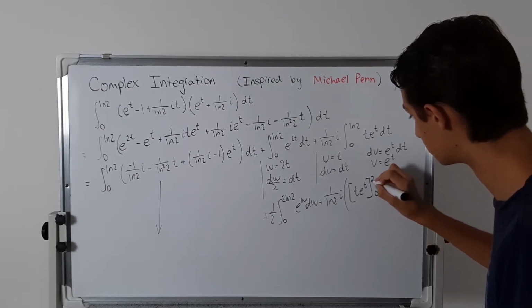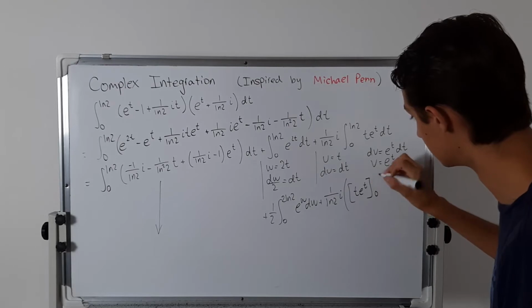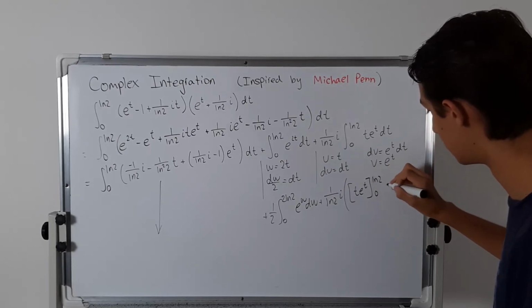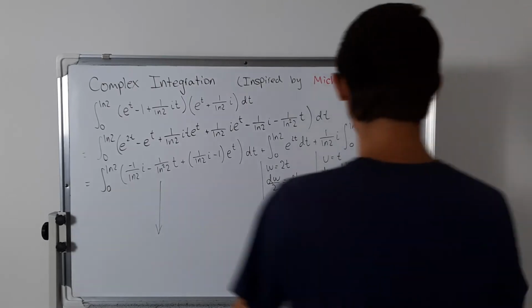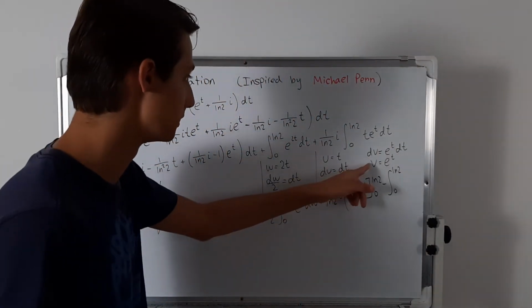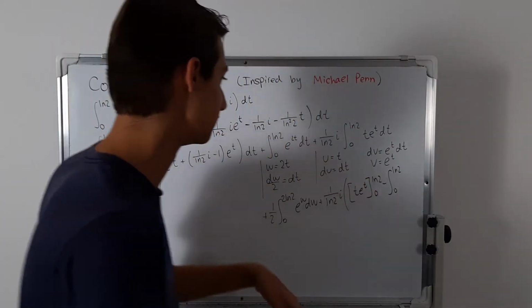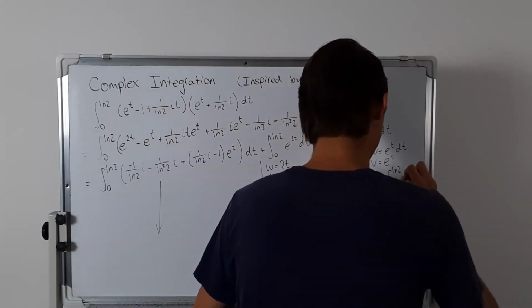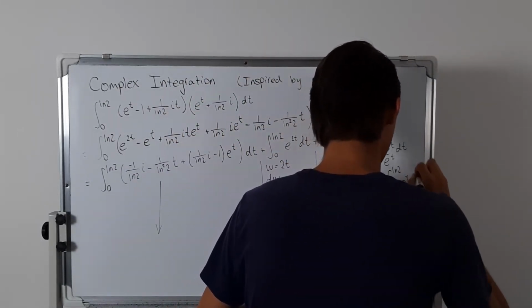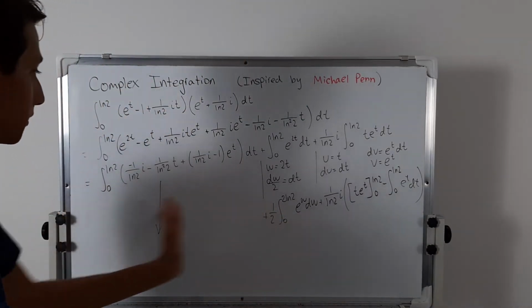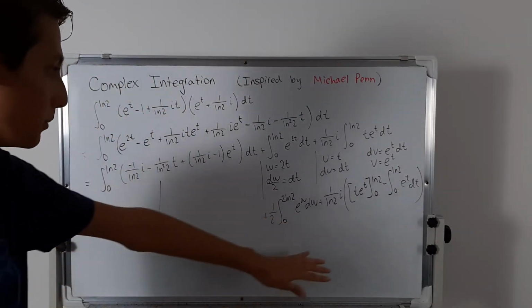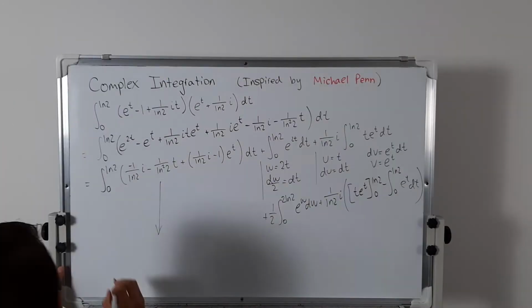Evaluate that from 0 to ln2. And then minus the integral from 0 to ln2 of, so uv minus integral of v du. So that's just going to be e to the t dt. So that's it. E to the t dt, and that's it. So that's actually not that difficult. So now we're going to evaluate all the integrals down here at the bottom, and then we'll see what we get.